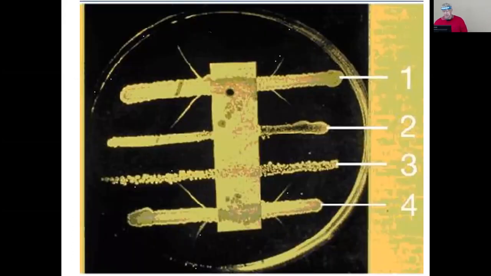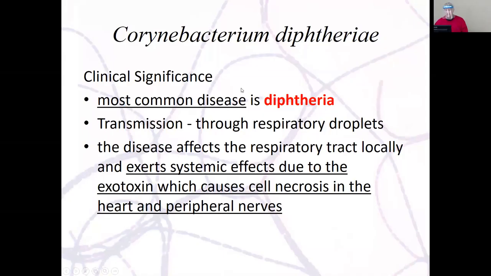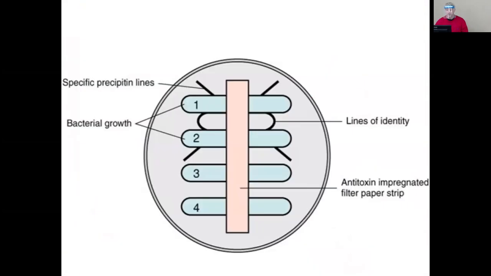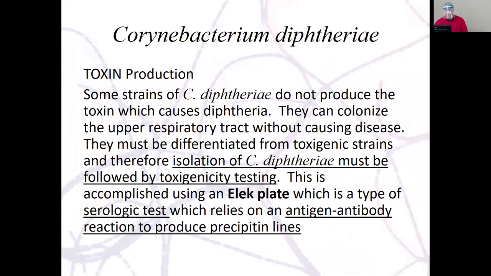So here is streaks. This is the antitoxin here. All right. So the biggest thing to remember is the name of that test, Elek plate, a serological test to determine if Corynebacterium diphtheriae is a toxin-producing strain or a non-producing strain. And that's how we distinguish the two.